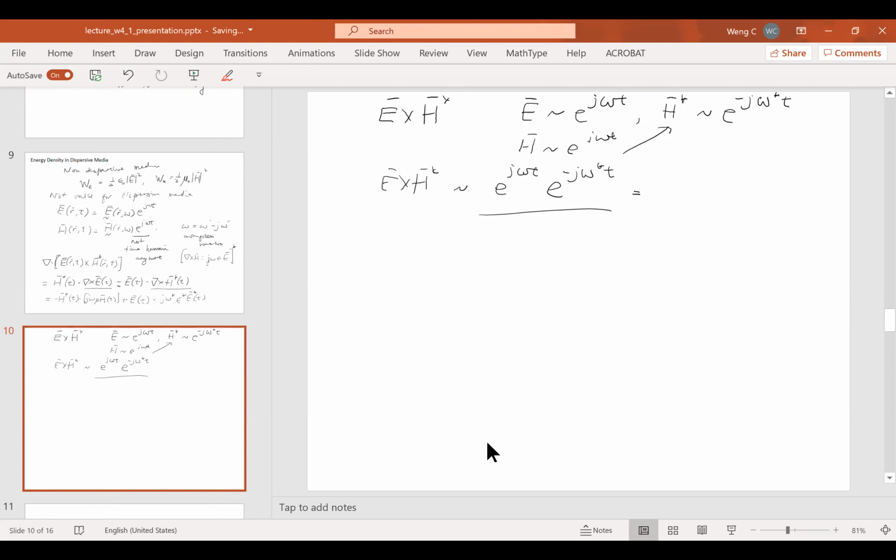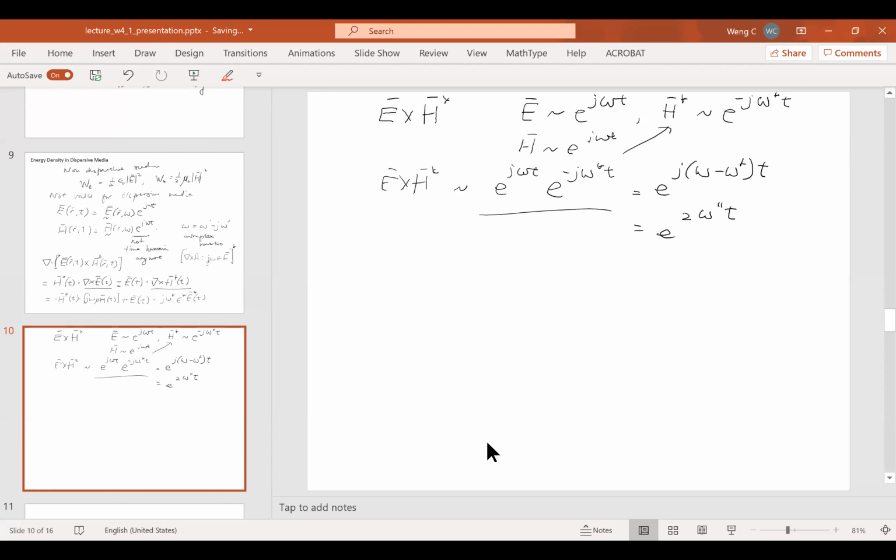Because omega is a complex number, then it's e to the j omega minus omega star t. And then if you work this out carefully, omega minus omega star is just the imaginary part. So it's 2 omega double prime t. Okay, so in other words, this power, this E cross H conjugate, grows with respect to time. Actually, it's not a constant anymore. It grows gradually with respect to time.